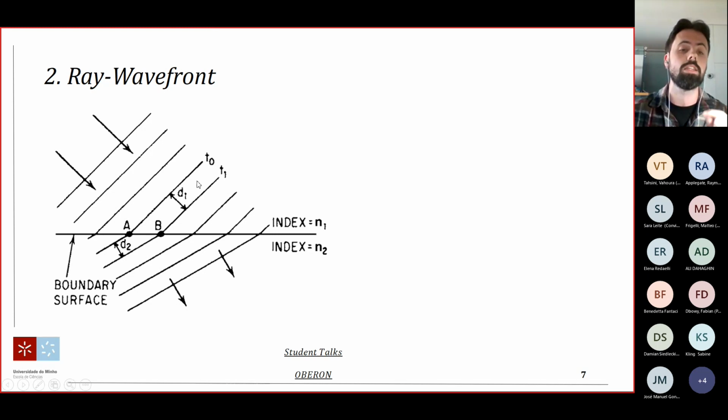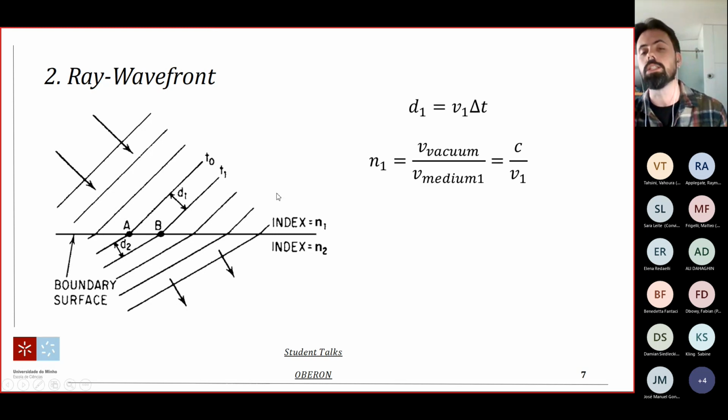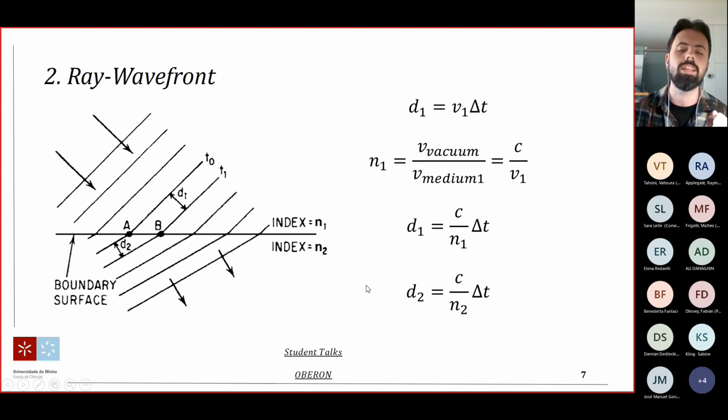We are going to start by trying to calculate these distances. The distance, as we know, is the velocity of propagation of the light multiplied by that period of time. And we know that there is a relationship between this velocity, the index of refraction, and the velocity in vacuum. So we make the substitution and we get these two values for the distances. We are going to be using them in a few seconds.